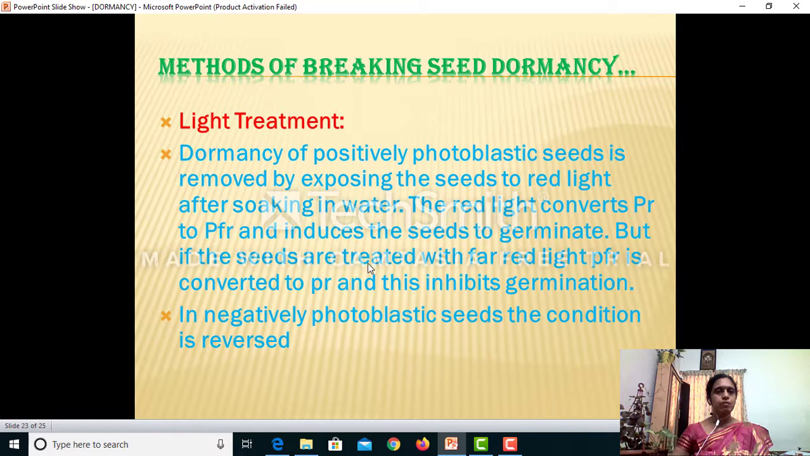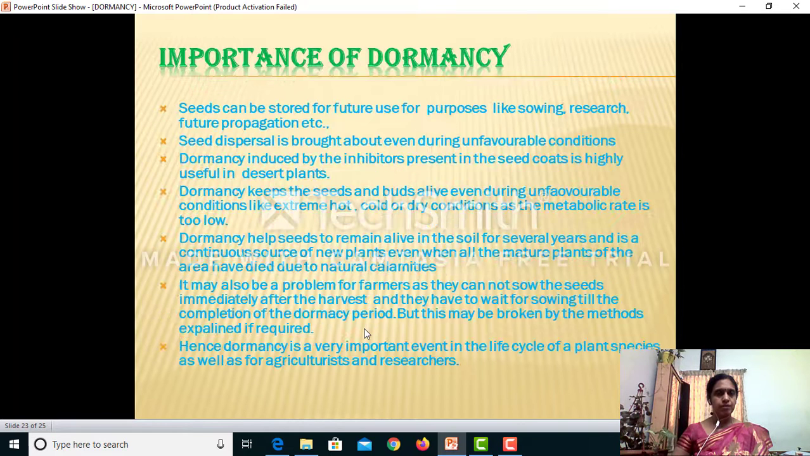Next is light treatment. Dormancy of positively photoblastic seeds is removed by exposing the seeds to red light after soaking in water. The red light converts PR, that is phytochrome red, to PFR, and induces the seeds to germinate. But if the seeds are treated with far red light, PFR is converted to PR and this inhibits germination. In negatively photoblastic seeds, the condition is reversed.